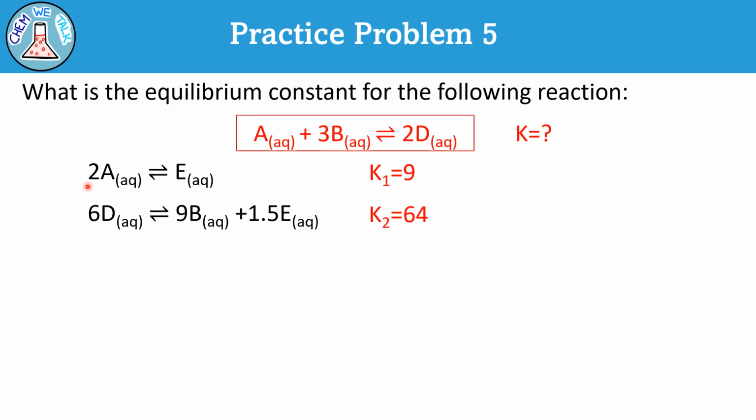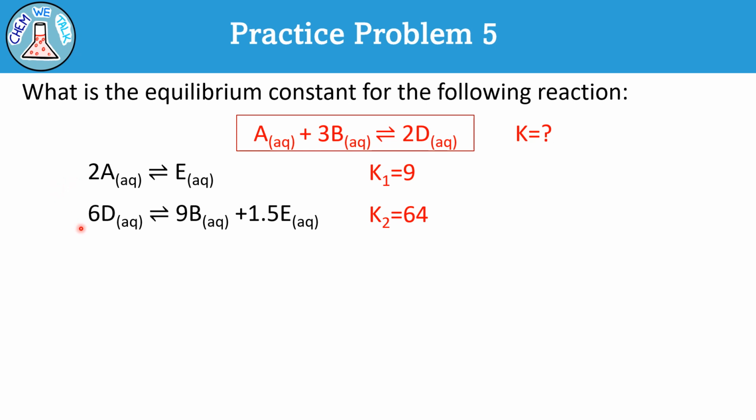Let's look at the first reaction. We have 2A producing E. So your A is on the left side, which matches the side where it should be in the final reaction that we want to look for. Okay, so that's good. The E is on the right, and there's no E on your final reaction, which should be an indication that somehow this E should cancel out at some point. But okay, let's just move to the next reaction.